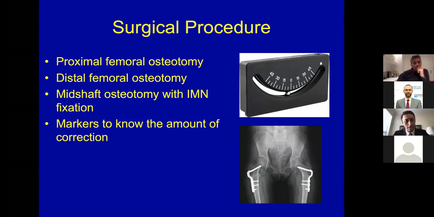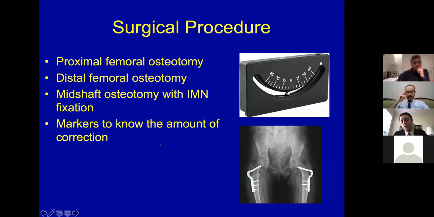Most of the time, what I usually do is a mid-shaft femoral osteotomy, and fix it with intramedullary nail fixation. And I usually use markers: I put two Steinmann pins parallel to each other to know the amount of correction I need to do, or with an oscillating saw, I make a hatch mark in the femur to know how many degrees of correction I did. 20 degrees, 30 degrees, I need to calculate how many degrees of correction.